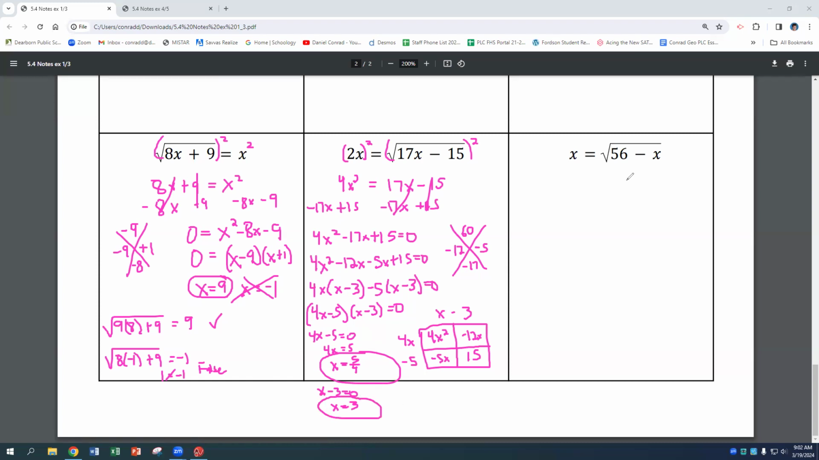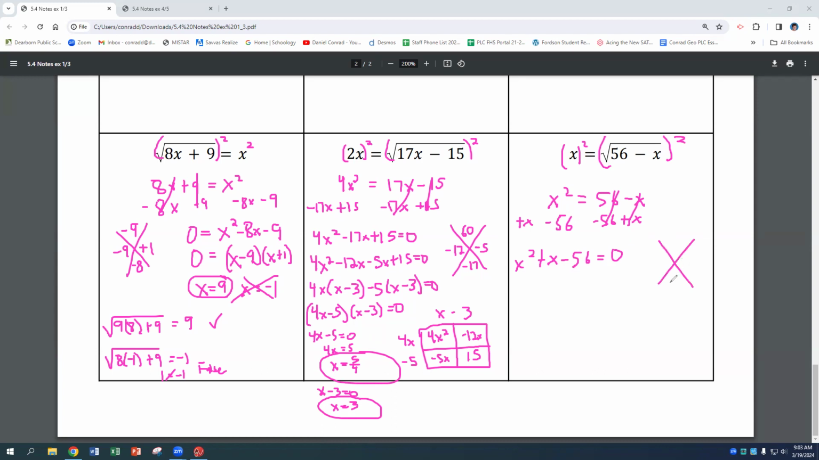Okay. Last one, we square both sides because the radical is already by itself. So I get x squared equals 56 minus x. I'm going to add x to both sides. I'm going to subtract 56 from both sides because it's a quadratic, so I'm trying to get everything on one side. I can't combine any of these, so I'm going to put them in order. x squared plus x minus 56 equals 0. The whole point was we're moving everything to one side so we can factor.